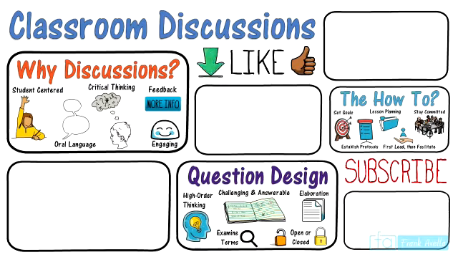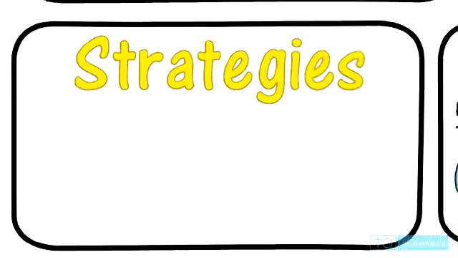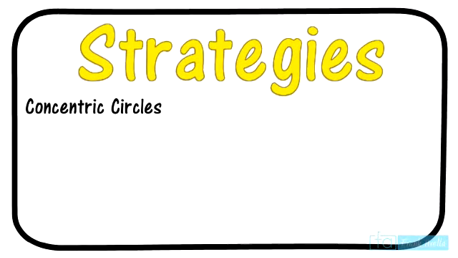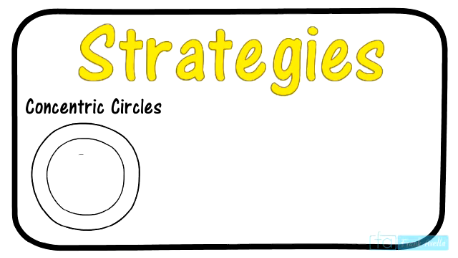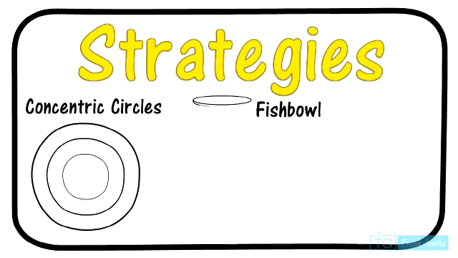Now, we'll take a look at some specific strategies and examples of classroom discussion activities. One well-known strategy is concentric circles, known to most educators. Questions are posed to students in circles, and there are many variations to do this. Fishbowl discussions involve a few students in the middle of the room having a discussion, while others watch and take notes from the outside, like watching fish.